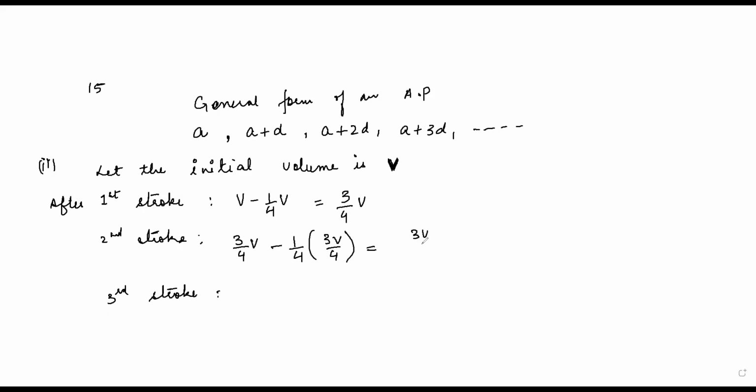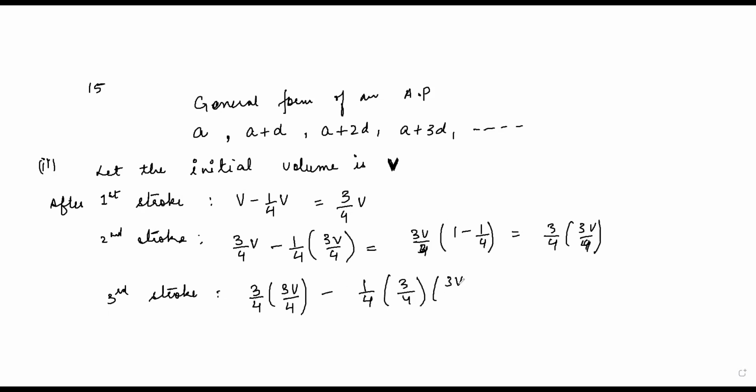So you can see there's a 3V by 4 common, right? Take it common. So it is 1 minus 1 by 4. Again, you will get 3 by 4. So 3 by 4 into 3V by 4, correct? Yes, ma'am. Now the third stroke. So this is the initial volume and minus 1/4 of this initial volume, which is 3 by 4 into 3V by 4.